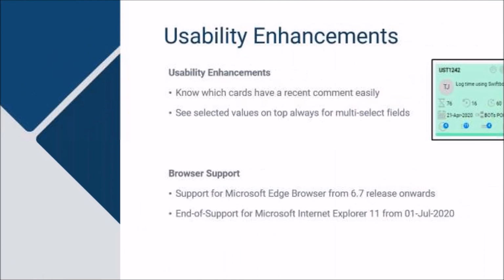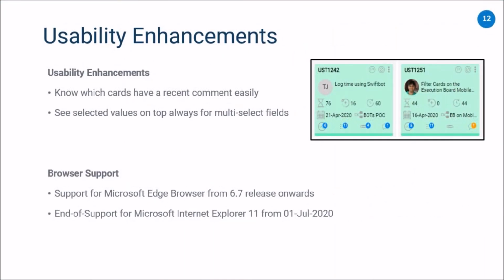And on the usability front, we have ensured that when you have a recent comment on the card, it will be highlighted in a different manner compared to the one where there are older comments on it. So if you have a comment in say less than 24 hours on a card, it will be highlighted with the orange count. And for multi-select fields, we have ensured that the selected values will always be shown on top so that it's easier for you to know which are the selected values without having to scroll through the entire list of values in the multi-select dropdown.